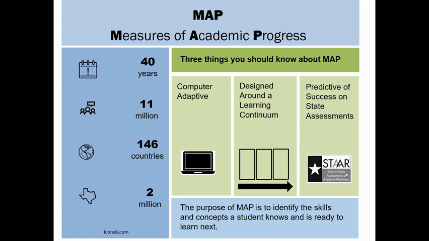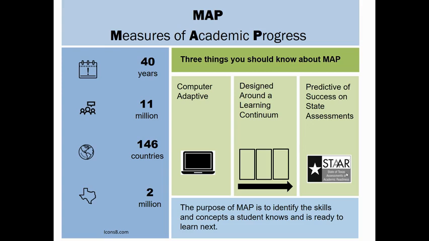MAP stands for Measures of Academic Progress. It was created by NWEA, the Northwest Education Association, over 40 years ago. It's administered to 11 million students across 146 countries each year, including more than 2 million students in the state of Texas alone. Why is this important? Because you do not have to defend this test. This is a test with decades of research behind it.